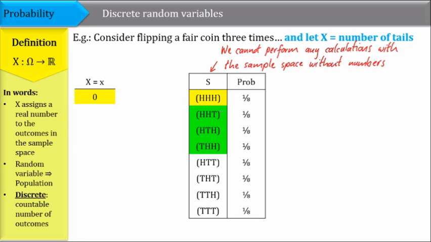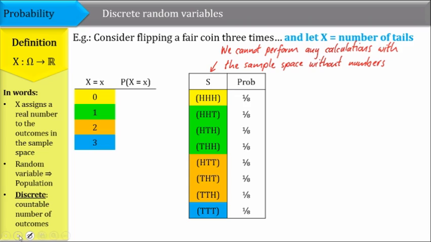If we look at the next 3 outcomes, each one contains 1 tail. So that means that another value for x will be 1. If we look at the next 3 outcomes, then we see that each outcome here contains 2 tails. So that means that another possible value for x will be 2. And then lastly, x can be 3 tails. So that means x will be equal to 0, 1, 2, or 3.